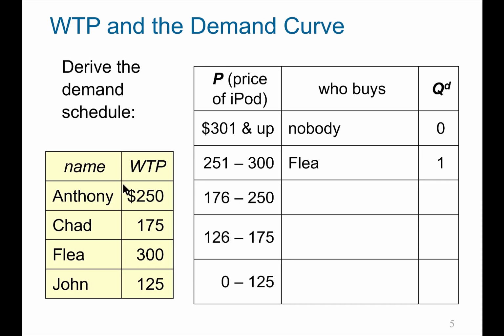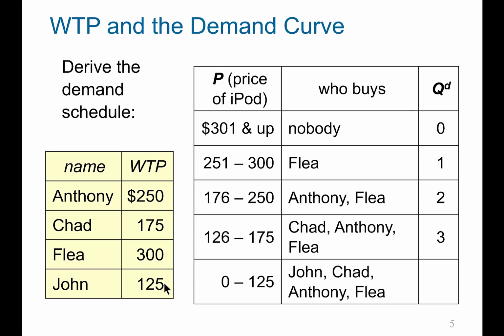And it's not until the price falls at or below Anthony's willingness to pay that Anthony would join Flea in the purchase of the iPod. And then it's not until the price falls low enough for Chad to want to buy it. If it falls at 175 or lower, Chad's in with Anthony and Flea, so the quantity demanded would be 3. And then finally, when the price falls low enough to be below John's willingness to pay, then John would join them, and there goes the quantity demanded of 4. So notice as the price drops, the quantity demanded increases.